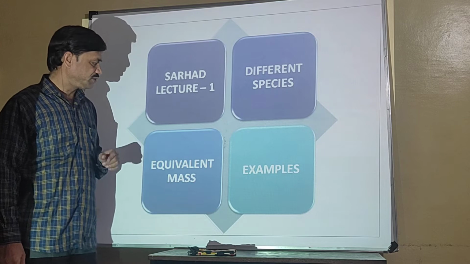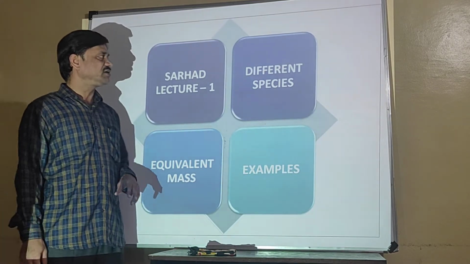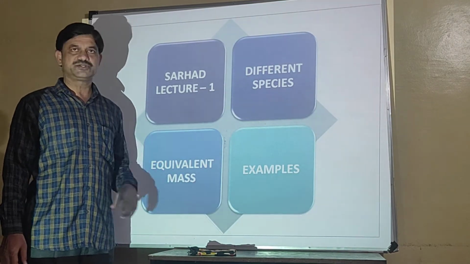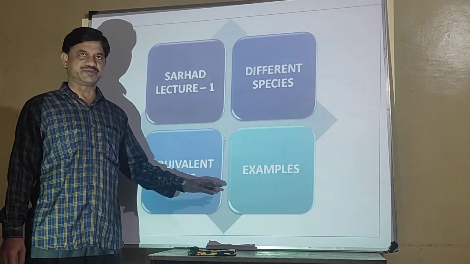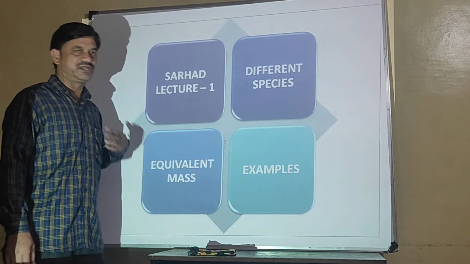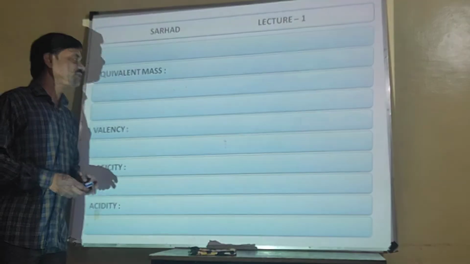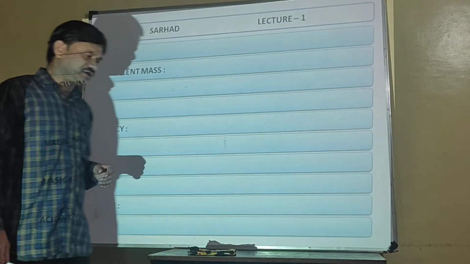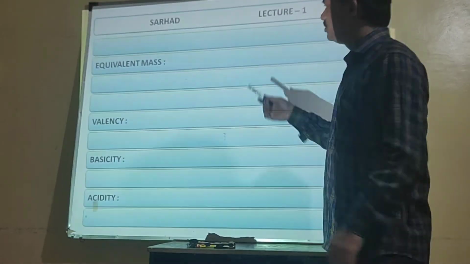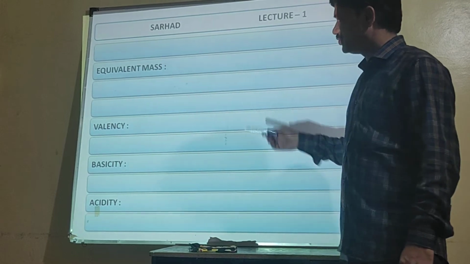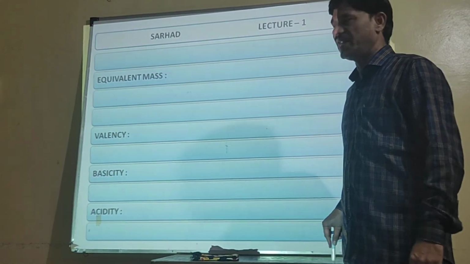In today's session we are dealing with what is meant by equivalent mass, what are the different species whose equivalent mass we are going to consider, and what are the respective examples. So let us start with today's session. These are the important terms in front of you: what do you mean by equivalent mass, then valency, basicity and acidity.